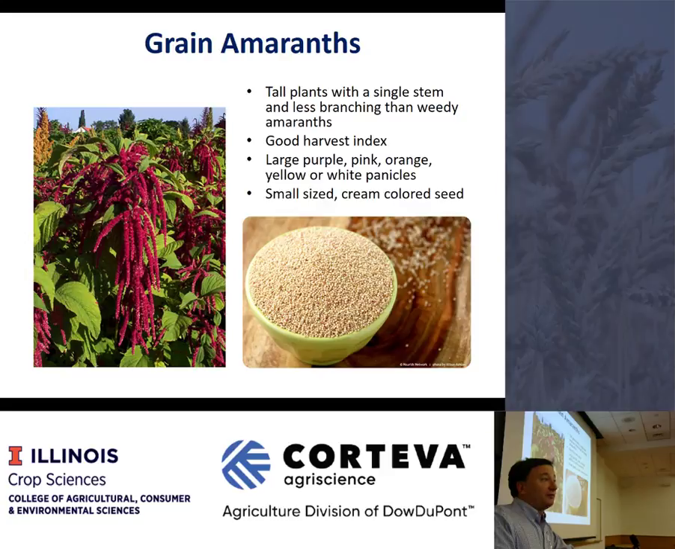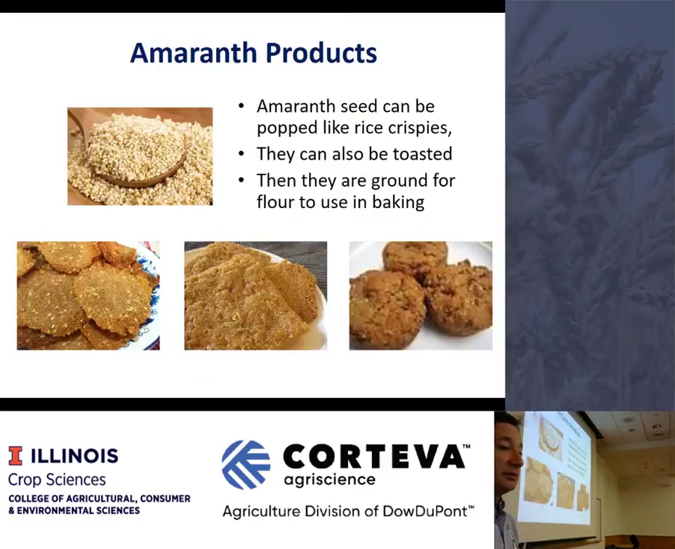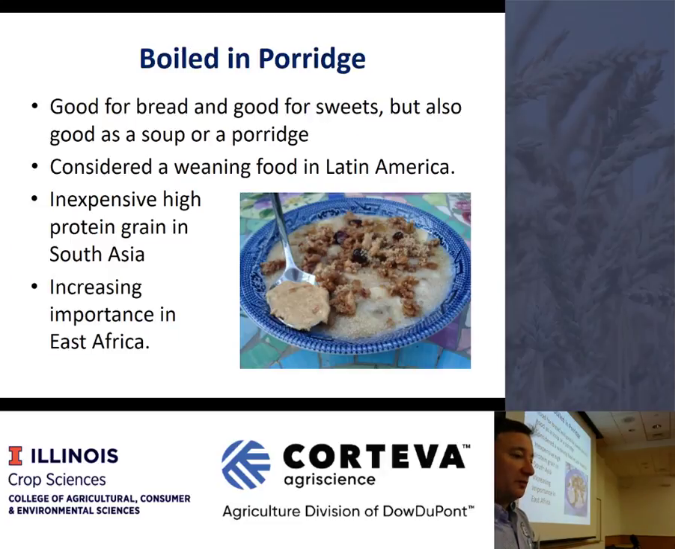And one of the amazing things about these seeds is that they pop. So as a popped product, they can create a lot of interesting desserts. They can be boiled like quinoa, and when they are, they're used as a weaning food. And in South Asia, I understand that they're one of the cheapest sources of nutrients, cheaper than rice. So when poor people, lower castes, often have trouble buying protein sources, they can get it from amaranth. And it's, as I mentioned, of increasing importance in East Africa.